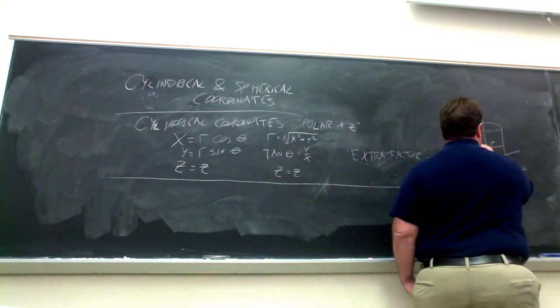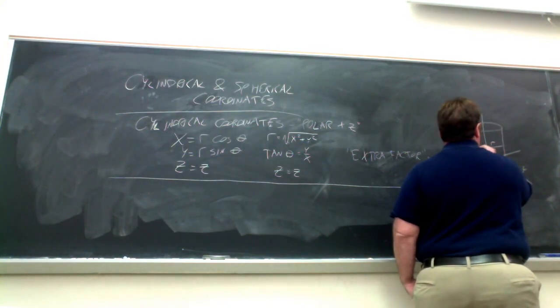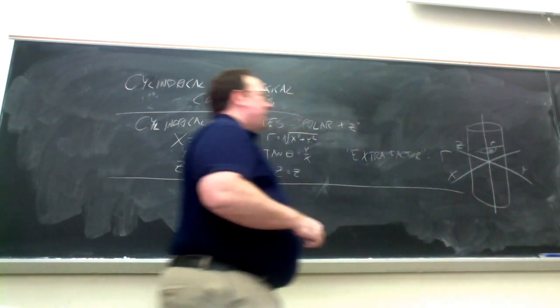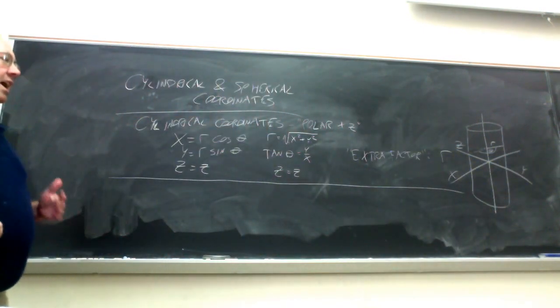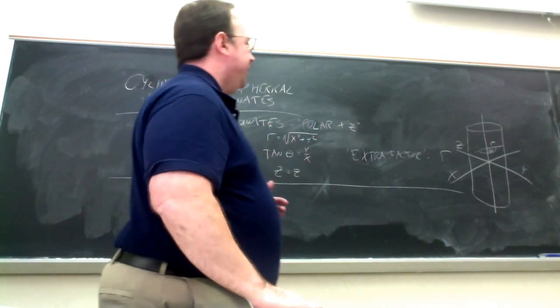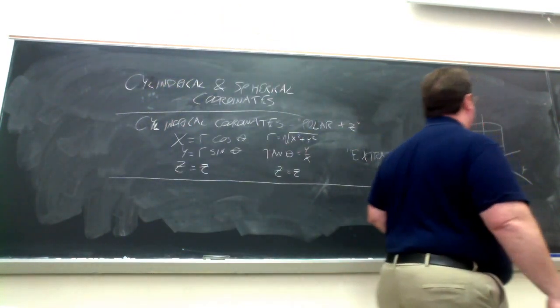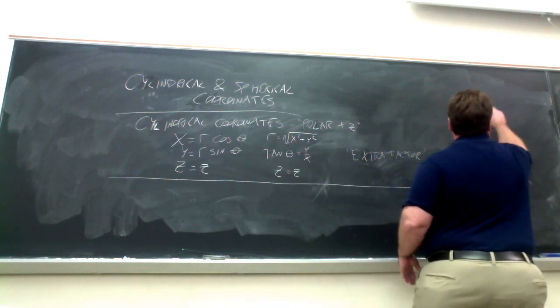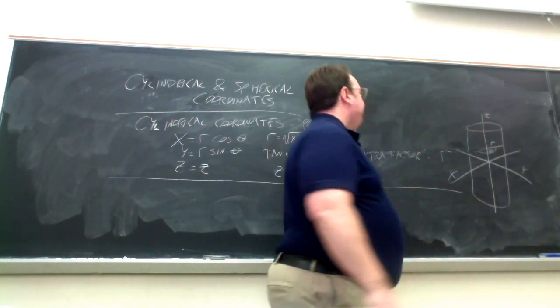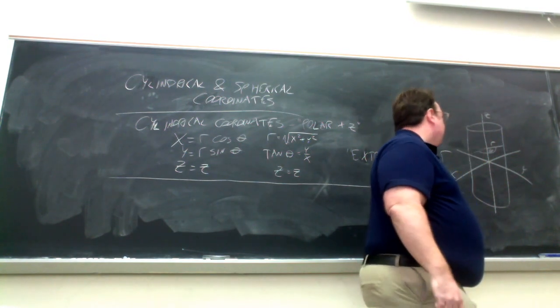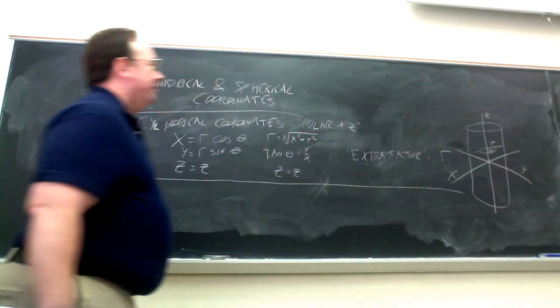If I were to pick a point out here somewhere, and here's the x-axis, the angle that this point makes with the positive x-axis, if you were to project everything down to the xy plane, would be theta. Z goes up here. So it has the same meaning as it does in polar coordinates, and z has the same meaning as before.